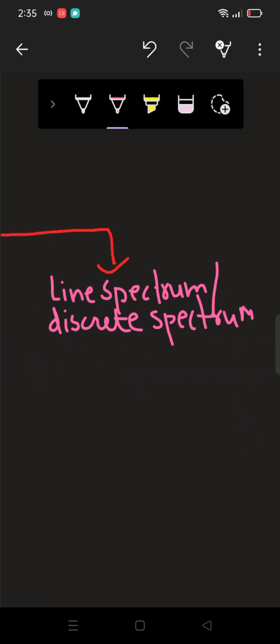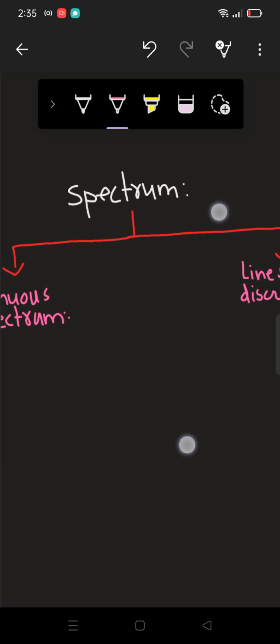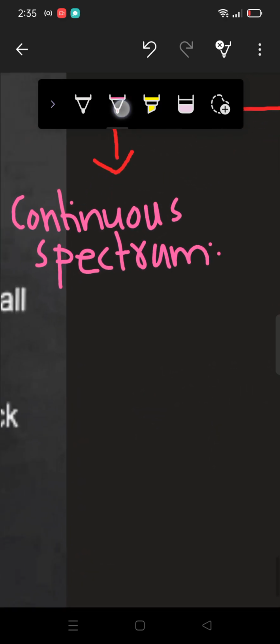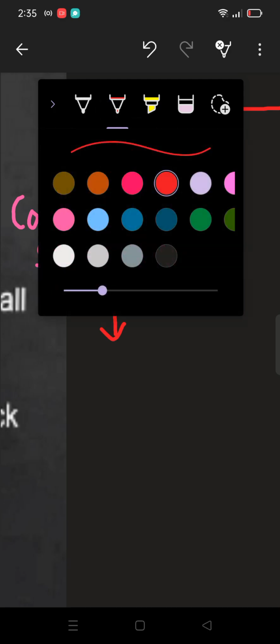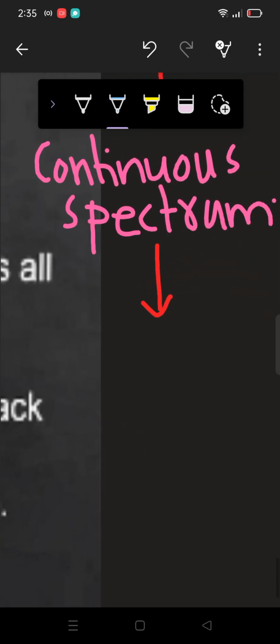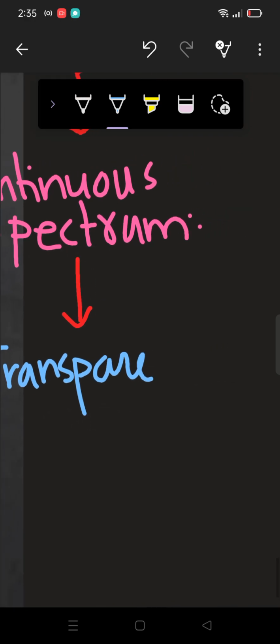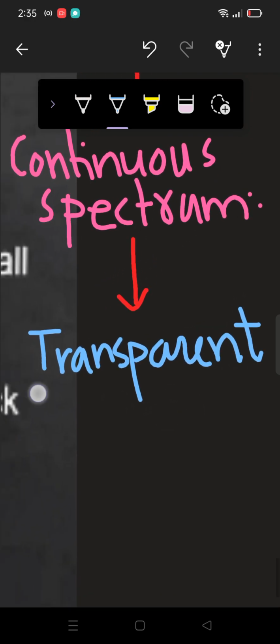As I told you in the last video about the mediums, there are two types of medium, transparent and translucent. Now the continuous spectrum is produced by the transparent medium. And what was included in the transparent medium? For example, oil drop, water drop, and prism. So this is produced by transparent medium.